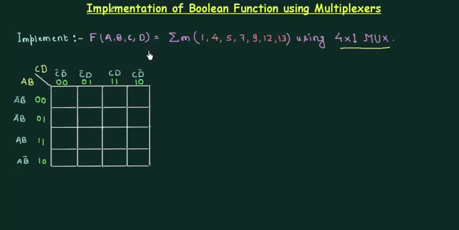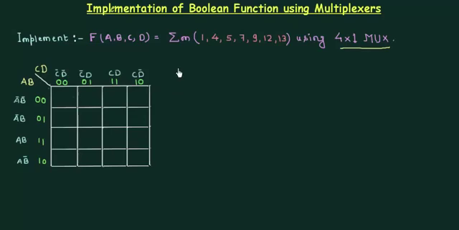I will explain it step by step. The first step is to see the number of variables. How many variables are there? There are 4 variables, A, B, C, D, and you already know that when there are 4 variables, we have to make a 16 cell K-map. I have already made the 16 cell K-map. This is your step 1 to make the K-map.